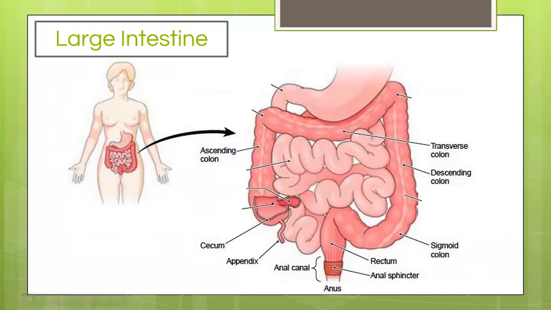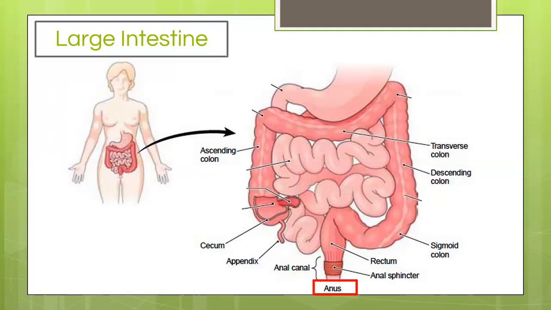So our large intestine consists of our cecum and our appendix at the beginning, and then it travels up the right side of our abdominal cavity as the ascending colon. It cuts across as the transverse, and then right behind and to the left of the stomach, it turns down to be the descending colon, then the sigmoid, finally into the rectum, and then where the stool exits our body, the anus.